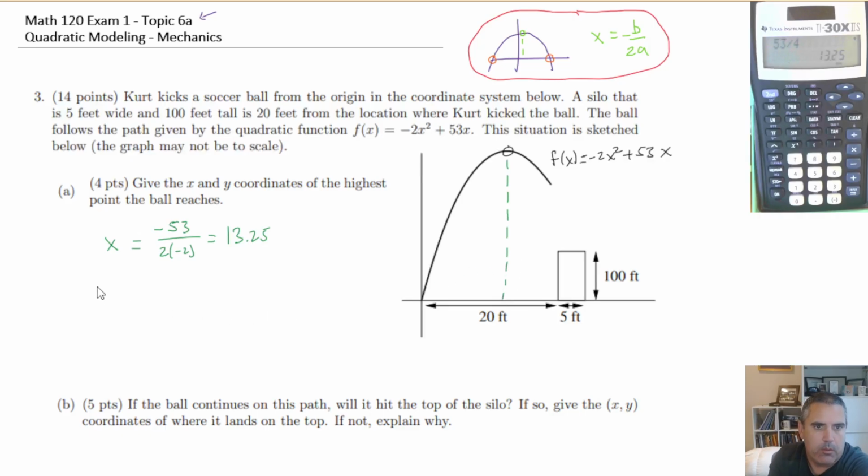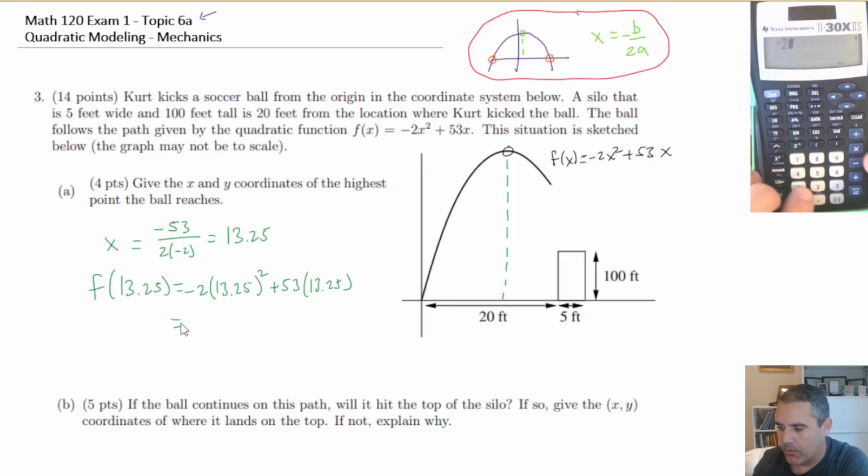Then if we want the y coordinate, we can plug it in and see what we get. There is a formula if you look online, but it's not really any faster than just plugging it in. So that's usually what I do. I like to minimize the amount of formulas I have to remember. Okay. Squared plus 53 times 13.25, 351.